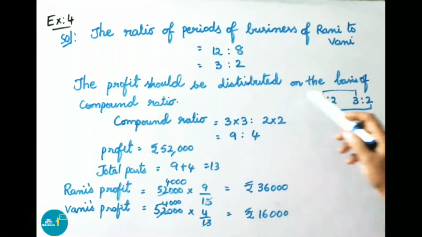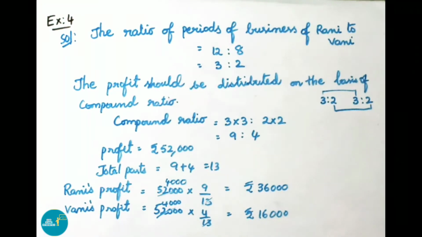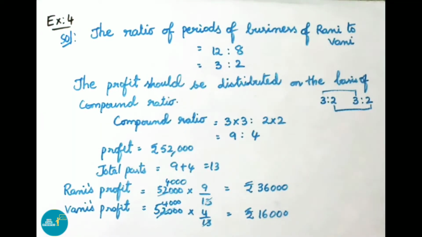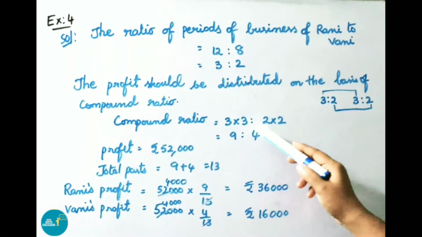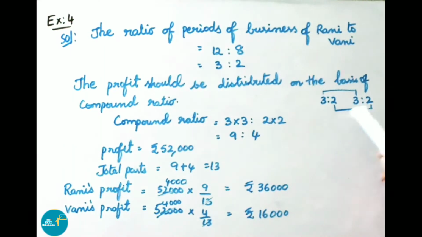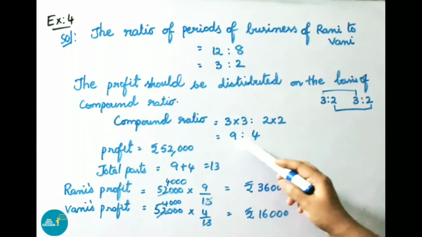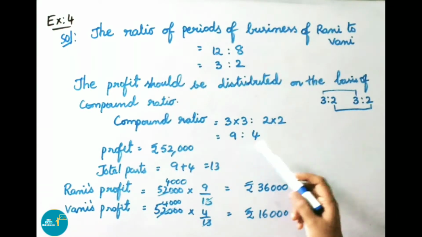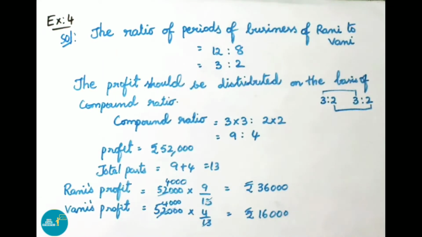The profit should be distributed on the basis of compound ratio. Previous ratio we got here 3 is to 2 and this ratio is again 3 is to 2. We know the compound ratio formula: A into C is to B into D. A into C, that is 3 into 3, is to B into D, that is 2 into 2. That equals 3 threes are 9 is to 2 into 2, that is 4. Therefore compound ratio is 9 is to 4. They have given profit as 52,000 rupees.